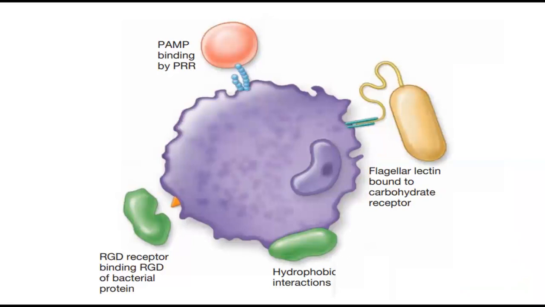Now come to the receptors, that is, how the microorganism interacts with these immune cells. For example, this is a macrophage. As I have told you, I will take macrophage as a standard immune cell. If I start from here, the first receptor is known as the RGD receptor. RGD means R stands for arginine, G stands for glycine, and D stands for aspartate. These are the amino acids.